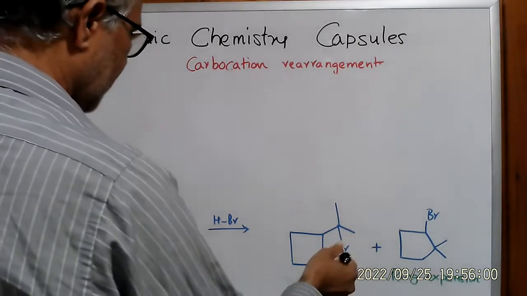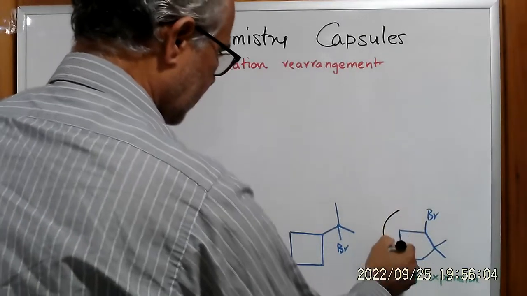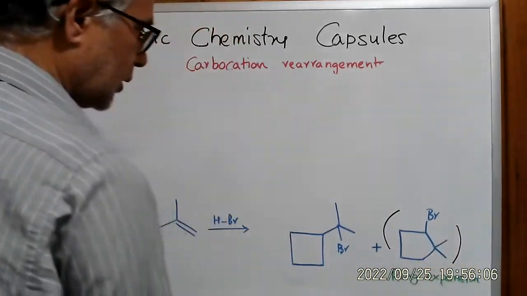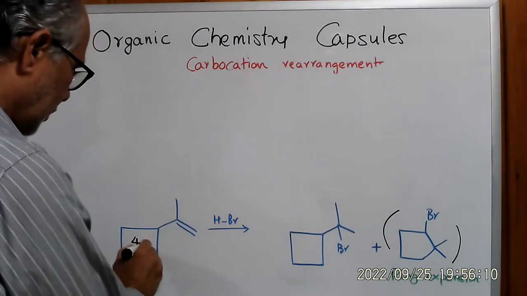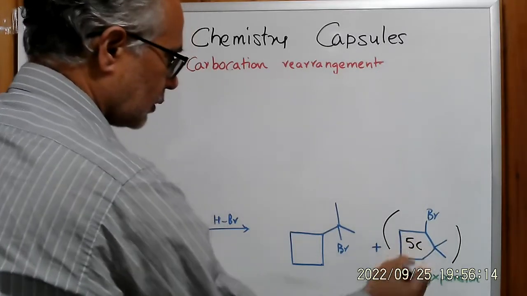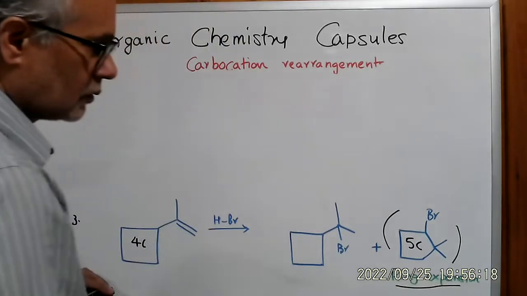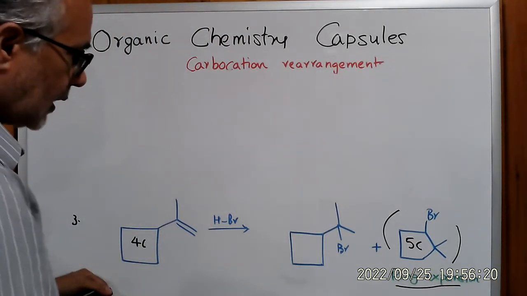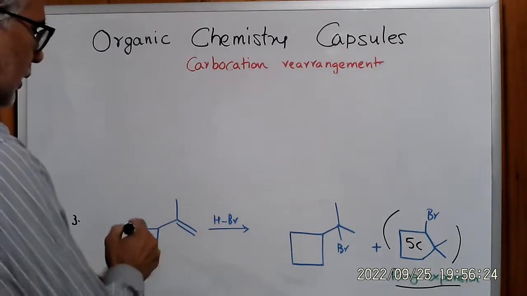This is the expected product, and then you see the unexpected product. This is the unexpected product. You notice that the 4-carbon ring became a 5-carbon ring. So, we call that a ring expansion. Now, why did that happen? And how did that happen? So let's take a look at the mechanism.